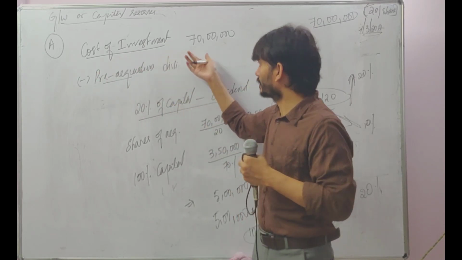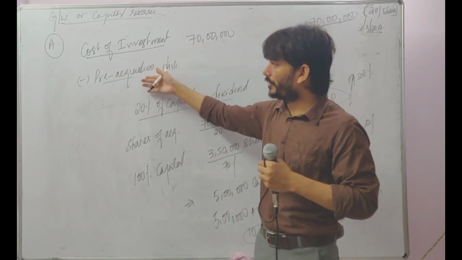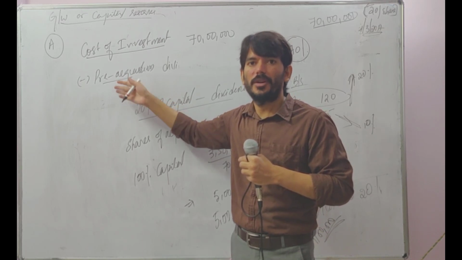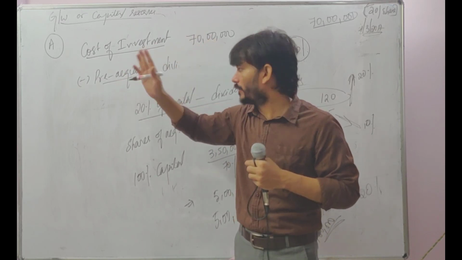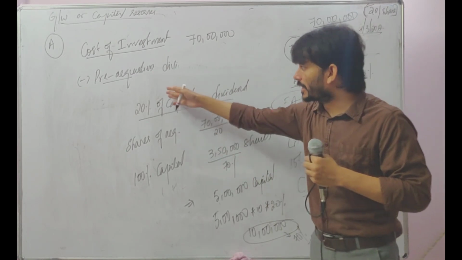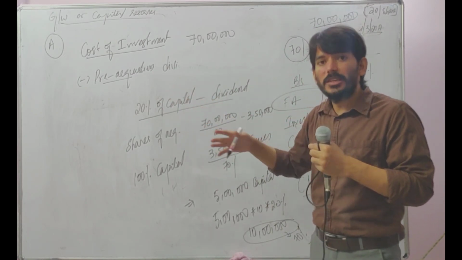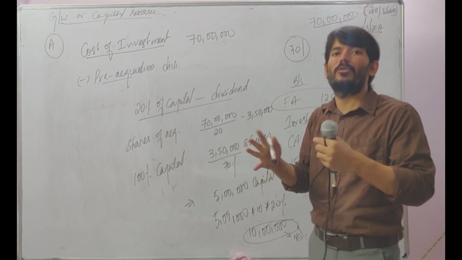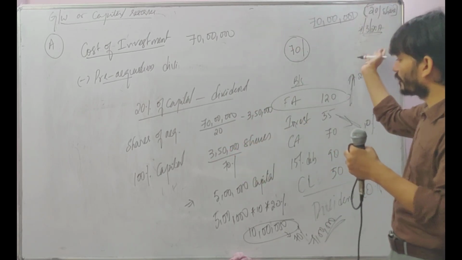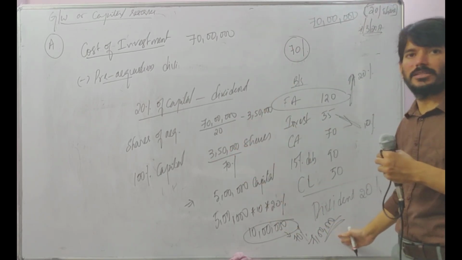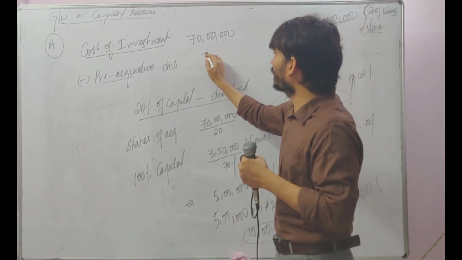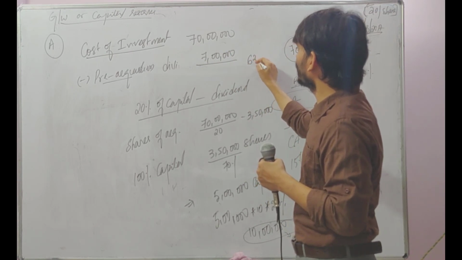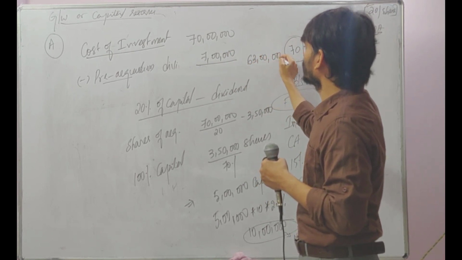Cost of investment. The question is given 70 lakhs, out of which we needed to deduct pre-acquisition dividend. I don't know what that pre-acquisition dividend is. I made a calculation. For that calculation, I am receiving 70% of 20% of capital. I don't know what that capital is. For that, the indirect way of coming here is 7 lakhs is a dividend. So I'll write 7 lakhs here. Now I can say 63 lakhs is my net investment.